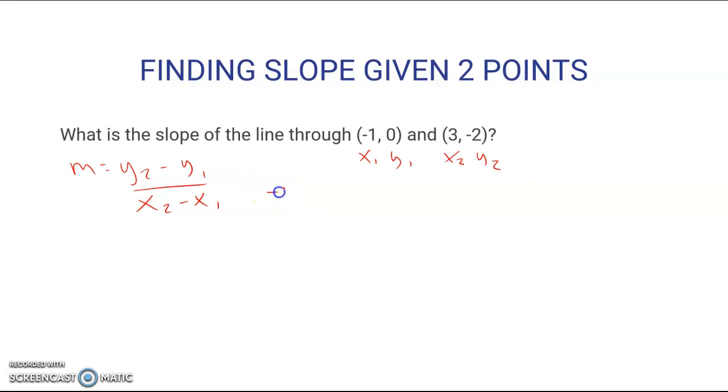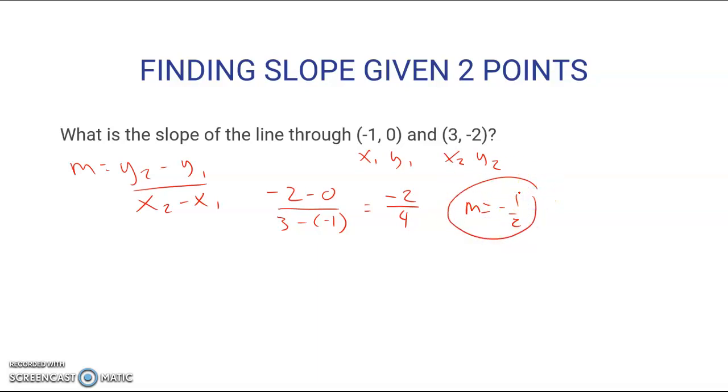I'm gonna have negative 2 minus 0, right? Negative 2 minus 0. My change in y goes on top, and then 3 minus a negative 1. Okay, that ends up with negative 2 minus 0 is negative 2 over 3 minus a negative 1, which is the same thing as plus, right? This is going to be negative 2 over 4. All right, so my slope, when I simplify that, is going to be negative 1/2.